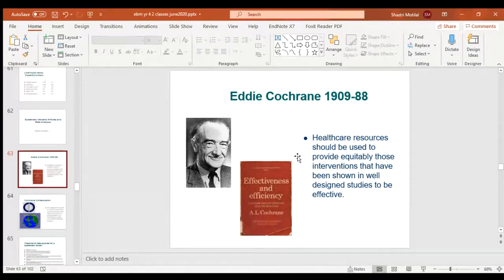So what a systematic review tries to do, it looks at all the studies that are published, but what it also tries to do, it looks for all the studies that are not published. That is really what a systematic review tries to accomplish.